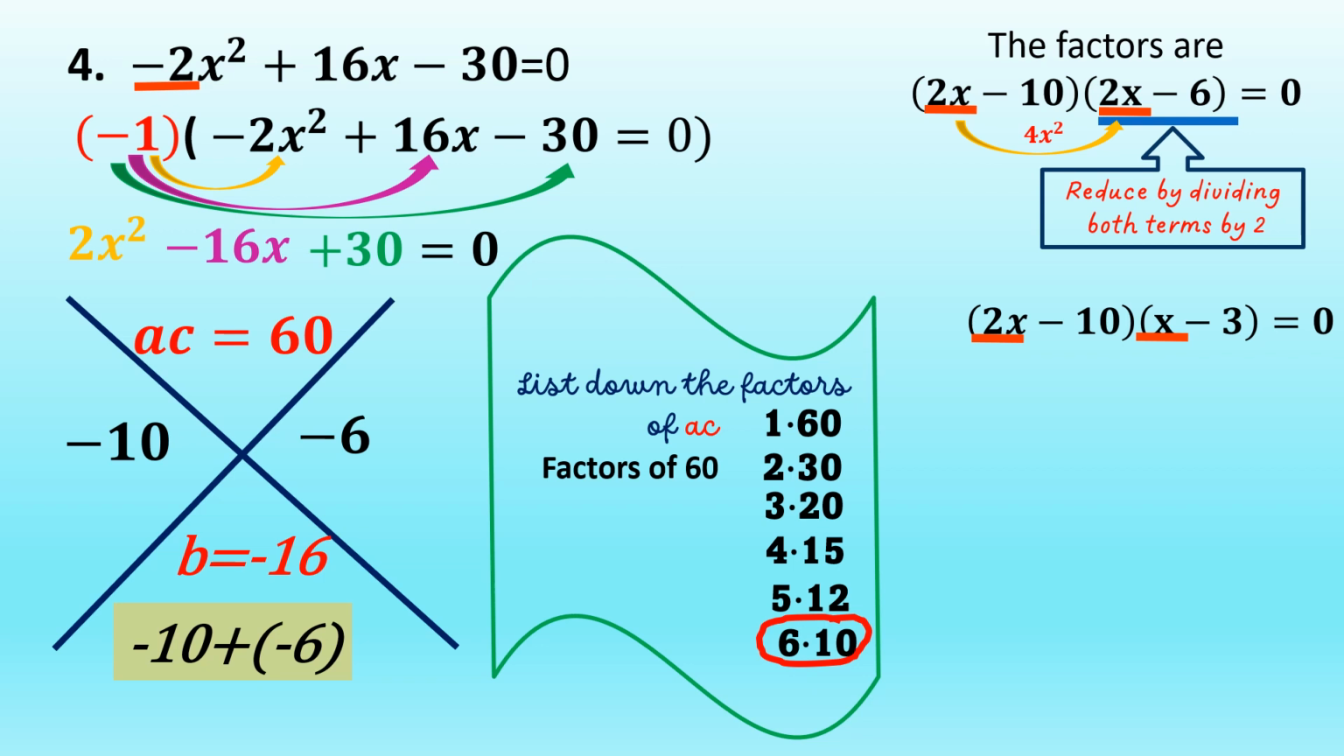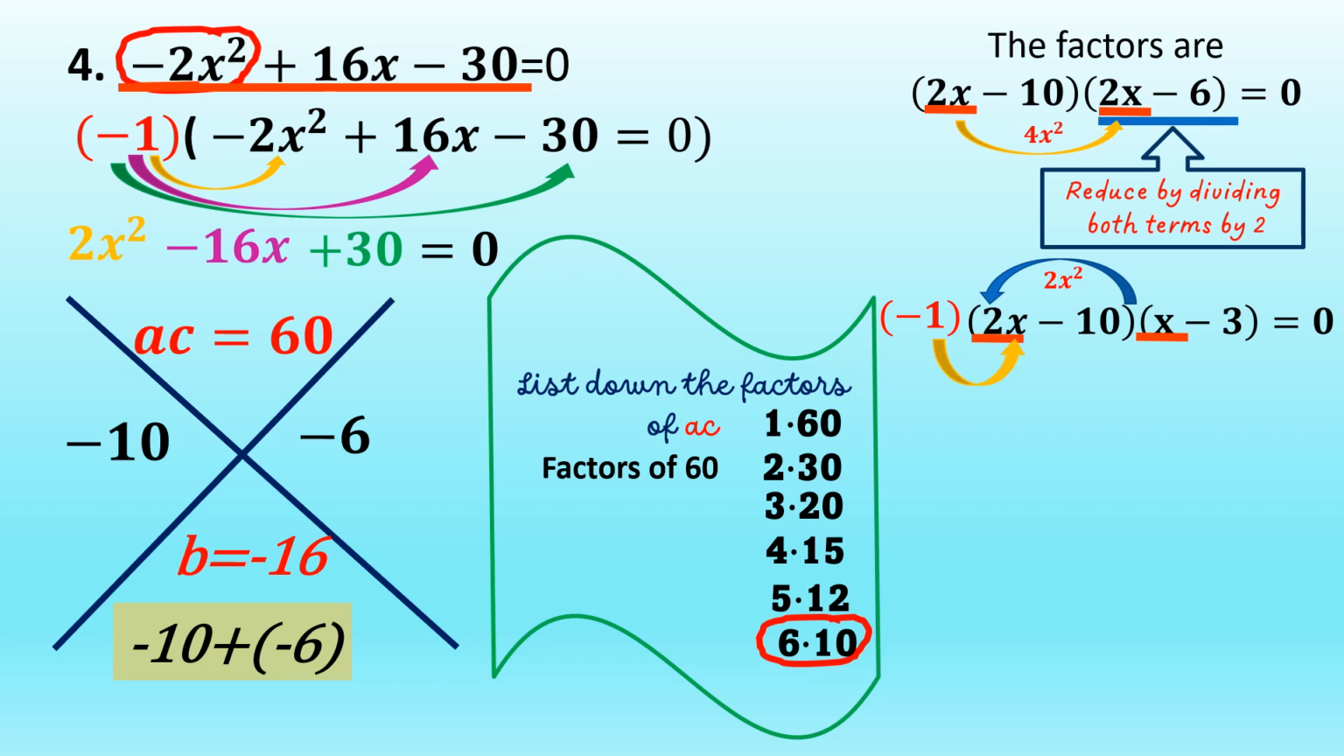And we multiply the first terms of our binomial factors, 2x times x, we have 2x squared. We're going to look at our original equation. Our leading coefficient is negative 2x squared. So we have to make our positive 2x into negative. So what are we going to do? We multiply one factor, that 2x minus 10, by negative 1.